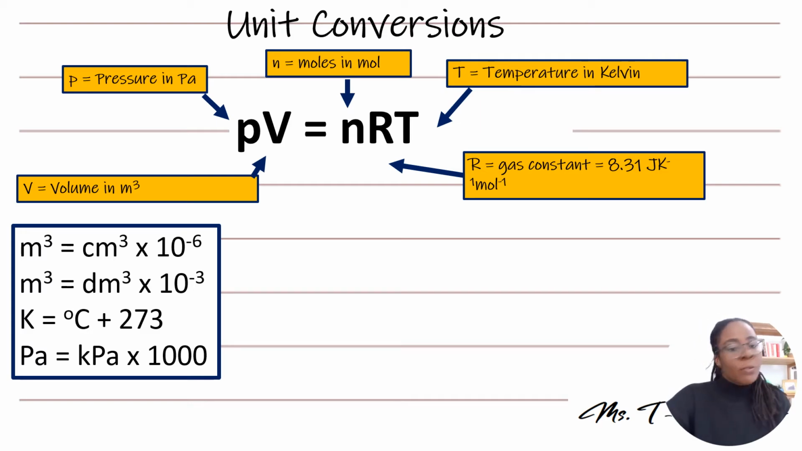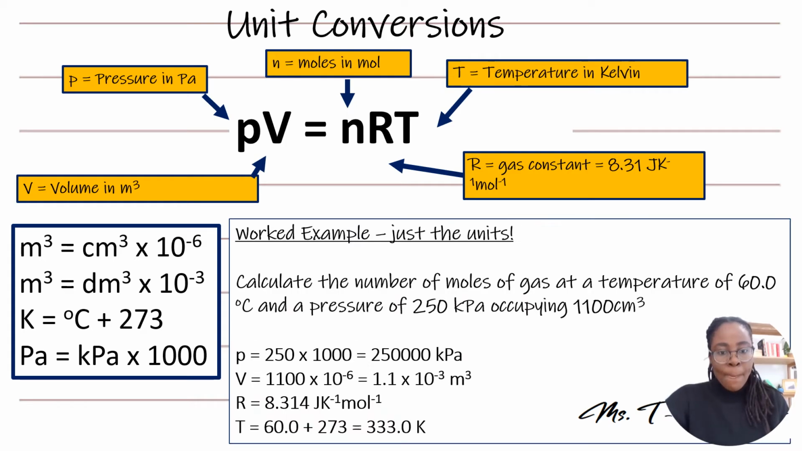And so to convert, we have to multiply that by 10 to the power of minus 6, which is the same as dividing by 10 to the power of 6. Or if it's decimeters cubed, we multiply by 10 to the minus 3, which is the same as dividing by 10 to the 3. For Kelvin, if we're given temperature in degrees C, we just simply add 273 to get our temperature in Kelvin.